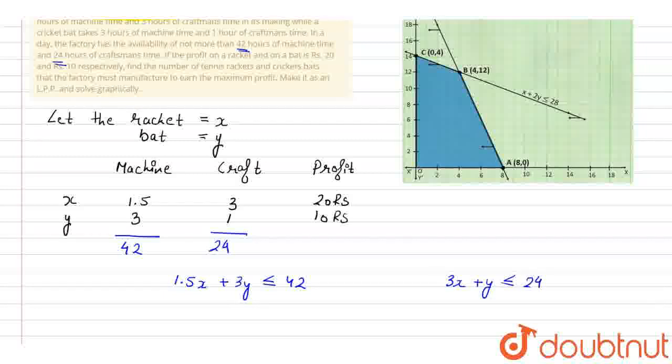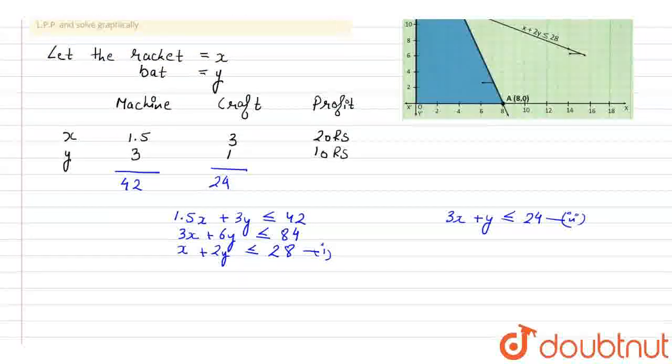We'll simplify this equation. We'll get 3x plus 6y is less than or equal to 84. So x plus 2y is less than or equal to 28. This is our first equation and this one is our second equation as it is already simplified. We'll find out the coordinates of both of the equation. So taking x and y in consideration, if we take x equals to 0, we'll have y as 14. If we take y equals to 7, we'll have the value of x as 14.